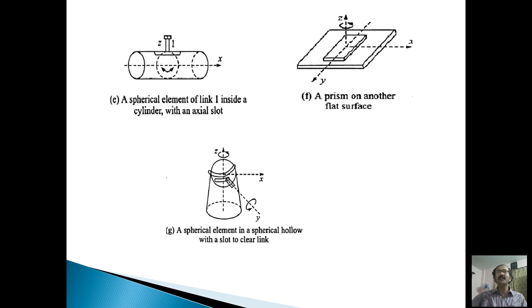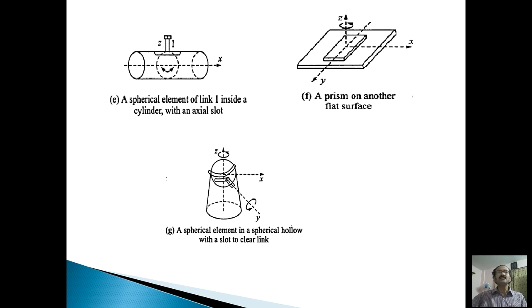In diagram E, that is the sphere in a slotted cylinder. In this case, the number of restraints in the translatory motion is 2, and the number of restraints in the rotary motion is 1. So, the total number of restraints is 3.